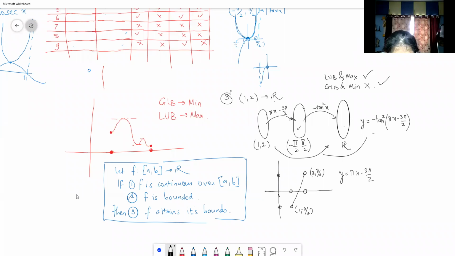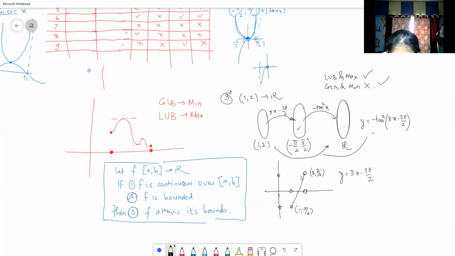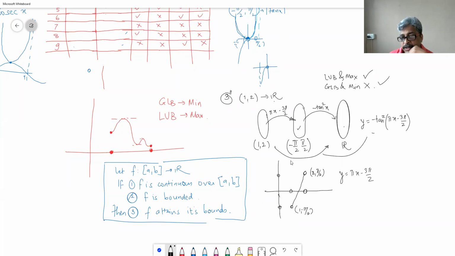Excuse me, sir. Yes. Why is it necessary that the middle one should have all of the values available in that interval, minus pi by 2 to pi by 2? Why is it necessary that the range should be equal to the codomain? Then we are safe. In case of fabricating a function like this, it will be safe if your middle one is minus pi by 2 to plus pi by 2, because you have already developed a function from here to here. If it is, suppose, minus pi to pi, then also it will work.